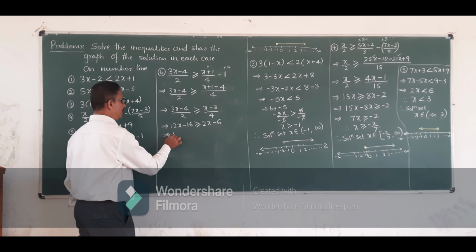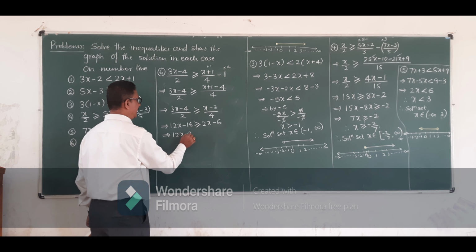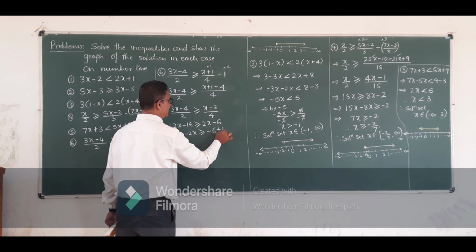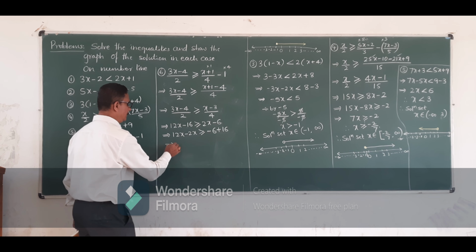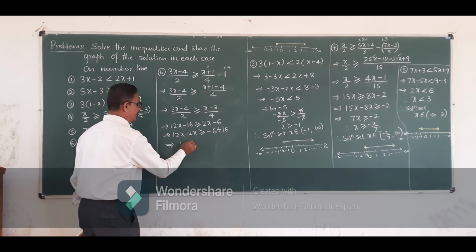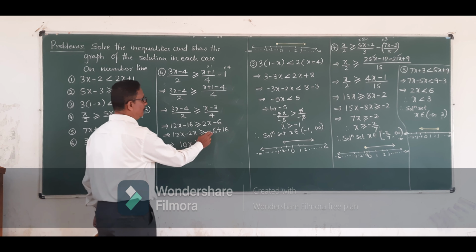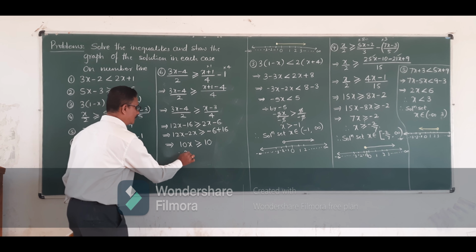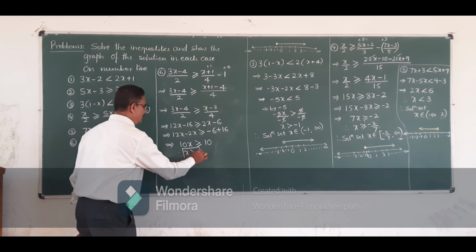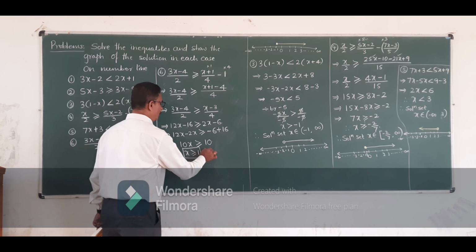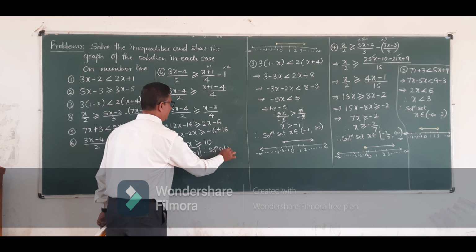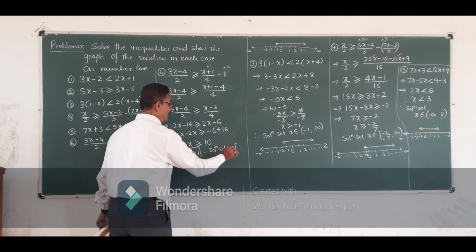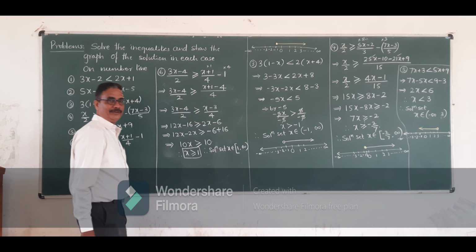Right? This implies 12x, take 2x on left side, minus 2x more than or equal to minus 6 minus 16, goes to right side plus 16. This implies 12x minus 2x, that is 10x more than or equal to minus 6 plus 16, plus 10. Divide by positive number 10 so that x is more than or equal to 10 by 10, that is 1. Therefore solution set x belongs to more than or equal, it is slack, closed interval 1, open at infinity.